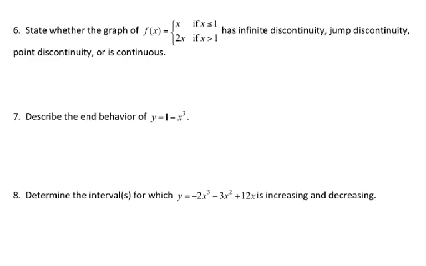Number 6 says state whether the graph of f of x is equal to x if x is less than or equal to 1, and 2 of x if x is greater than 1, has an infinite discontinuity, jump discontinuity, point discontinuity, or is continuous. This was called a piecewise function. A piecewise function is one where you have multiple equations being graphed on the same coordinate plane with restrictions on the domain. I'm going to give you a little hint about piecewise functions. The answer has to be either jump discontinuity or it has to be continuous.